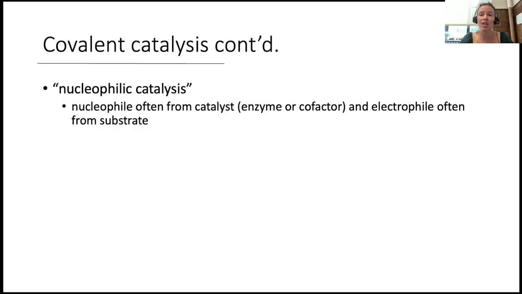So we are continuing our journey of learning about covalent catalysis today. We saw an example of this with serine proteases, but we're going to give it a bit more focus today. Sometimes covalent catalysis is called nucleophilic catalysis because there's some type of nucleophilic attack that's often performed when we're forming a covalent bond, right? This nucleophile is most often from the catalyst, and the electrophile is most often from the substrate.